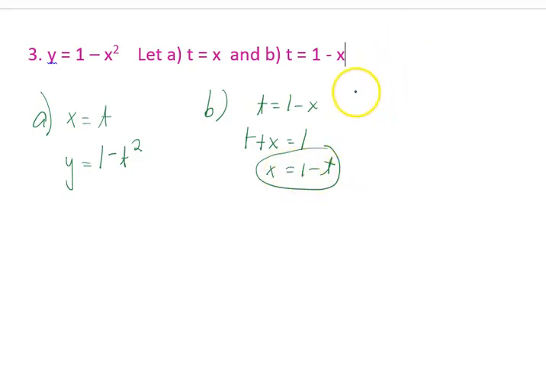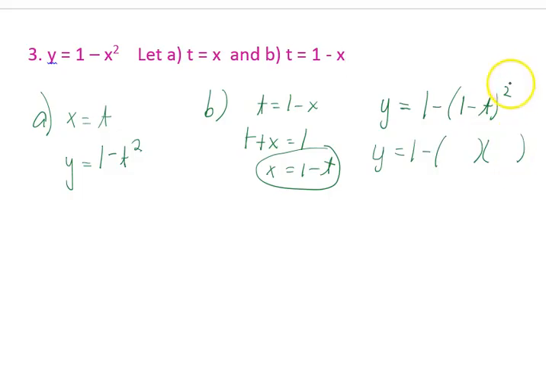For the other one, I'm going to have to plug into the y equals formula to get some y's in there. And so I'm going to say y equals 1 minus, and then I'm going to plug in for x. And I found that x was 1 minus t. So 1 minus t squared. And I can leave it like this, or I can double distribute and combine like terms. So I think I'll do that just for the practice.